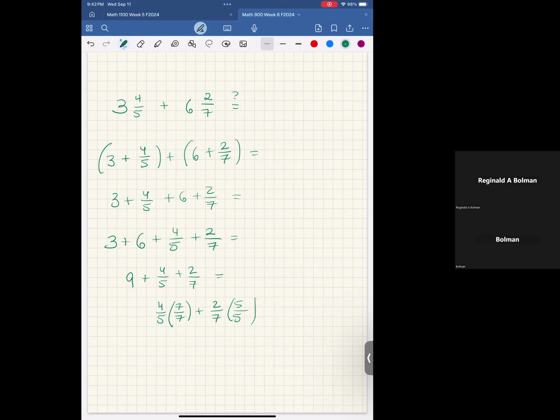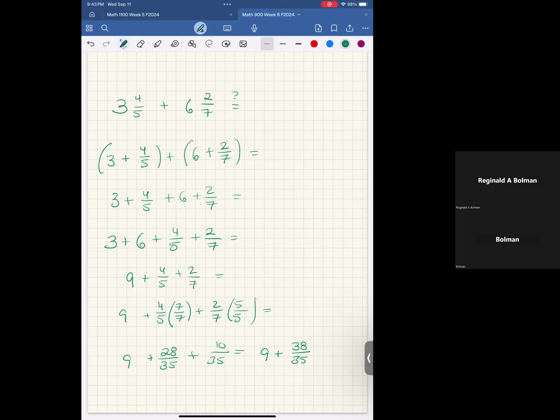So we're going to take our first fraction, 4/5, and we're going to multiply by 7/7, because that's the opposing base. And we'll take our second fraction, 2/7, and we'll multiply by 5/5, because that's its opposing base. 4 times 7 gives us 28. 5 times 7 gives us 35. Add it with 7 times 5, which is 35. 2 times 5 gives you 10. Add that with 9. And you'll have 9 plus, what is this, 38 35ths.